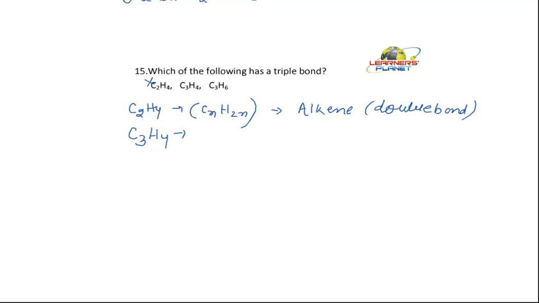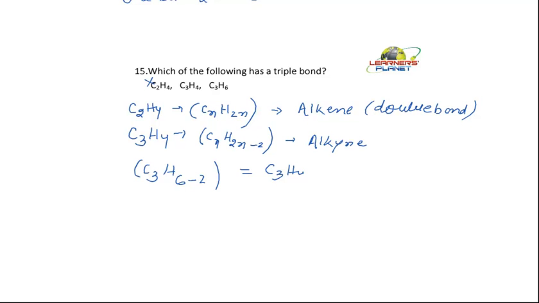C3H4. What is the general formula coming out to be? CnH2n minus 2, isn't it? Say n here is 3. So C3H, how much would it be? 2n, that is 6, minus 2. So what will be the thing? C3H4. So this is the general formula for alkyne. Now what type of bonds are present between carbon atoms in alkynes? It is a triple bond. Fine. So what is the right answer? This.